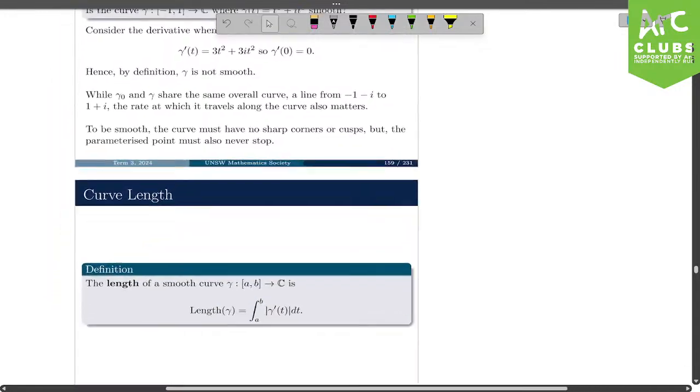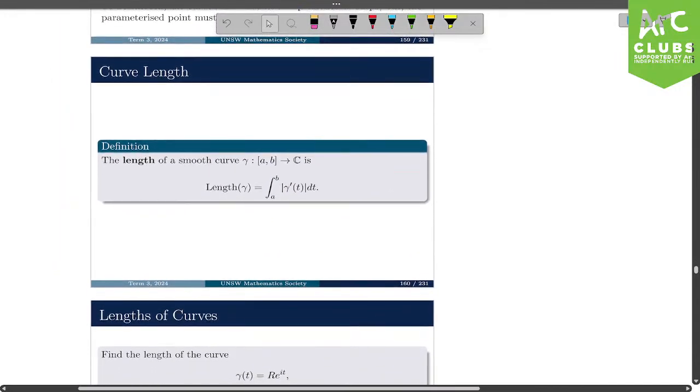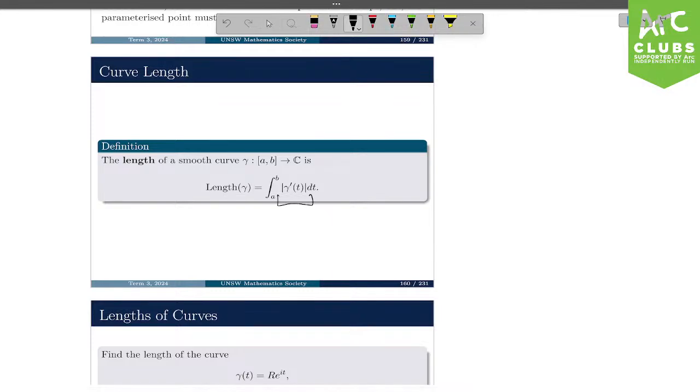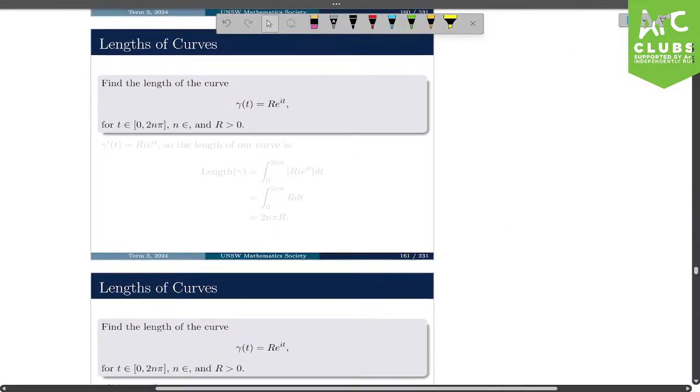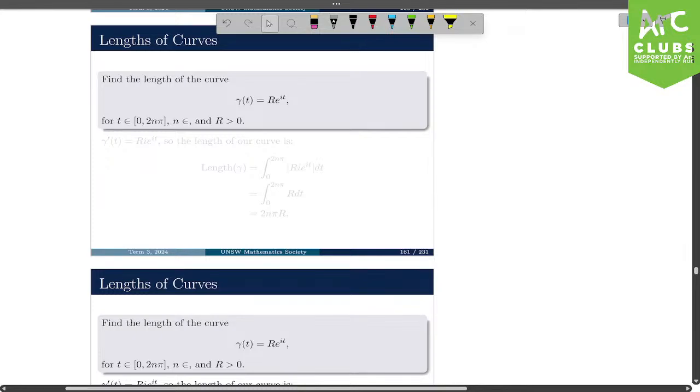Fantastic. We'll move on to curve length. Length is just the integral of the curve in terms of magnitude. So we can break it up into all of its small pieces and then add those together to get its length. Okay? Second integral with 1.